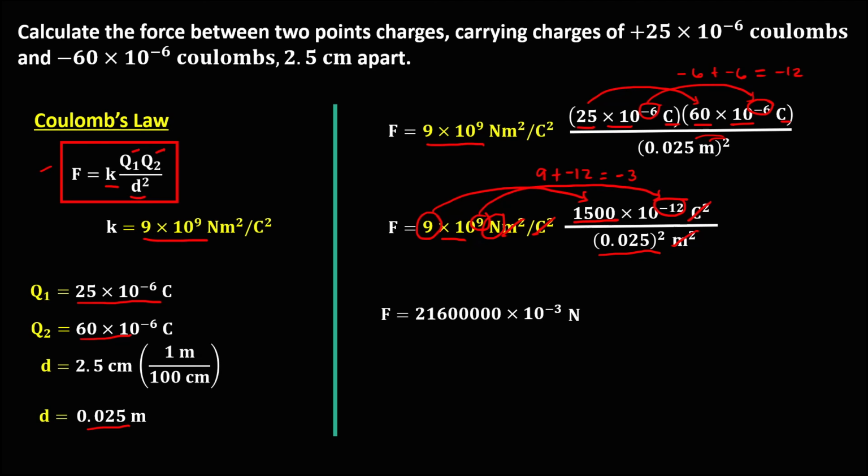Then to rewrite this in standard scientific notation, we need to move the decimal to the left. So we have 1, 2, 3, 4, 5, 6, 7. Therefore, plus 7 for the exponent. So we have the force equals 2.16. Then for the exponent, negative 3 plus 7, that's positive 4. So times 10 to the power positive 4 newtons.